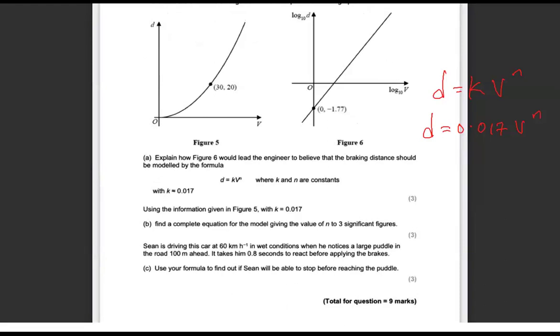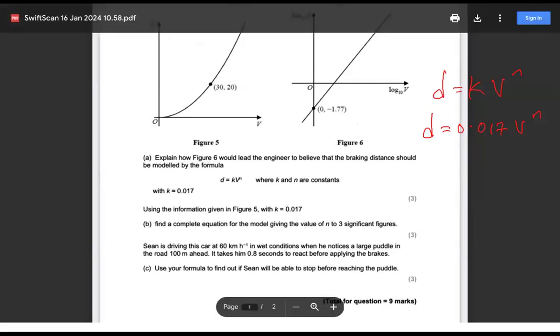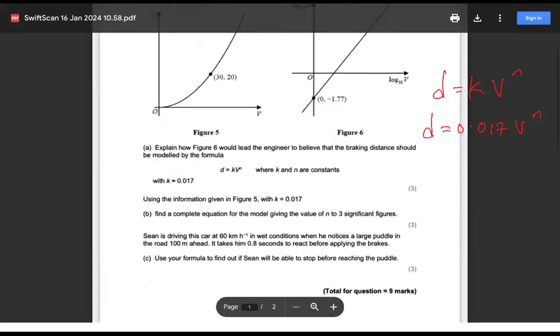So this one is 60, so it's going to be D. Let's look at the distance. 60 is the speed, so we put that as V. D equals 0.017 times 60 to the n. And n is what? 2.08. If you put it in the calculator, you will get what? 84.9 meters. That is it. So you know the one part of the journey is going to be this.